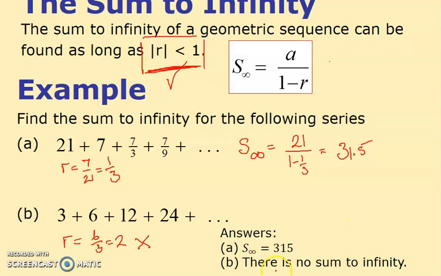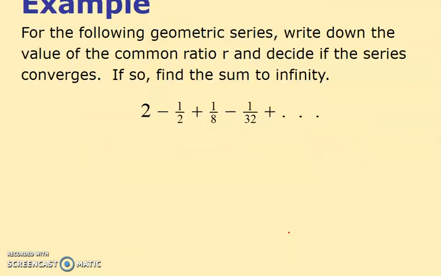So, I've got 31.5 on mine. If I just typed it in wrong, I suspect I have. I think it's just a mistake on my part when I just typed it in just now. So another example, for the following geometric sequence or series, write down the value of the common ratio.